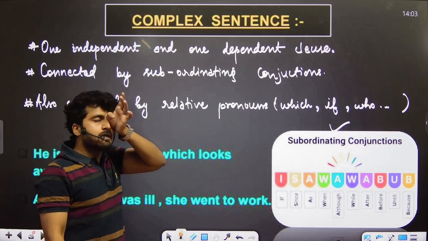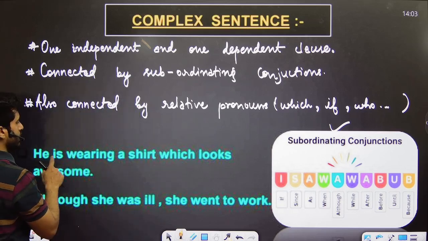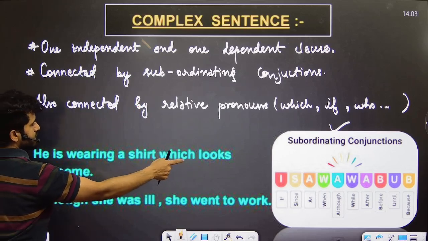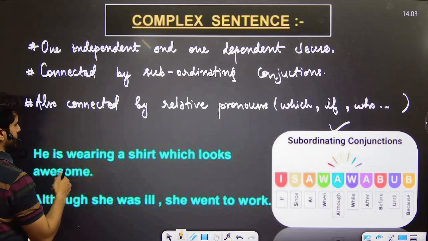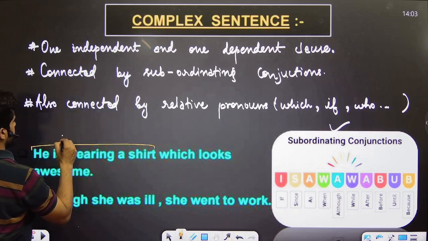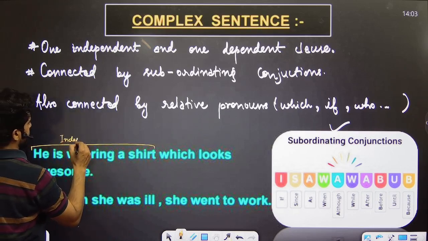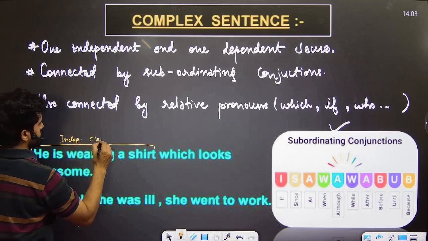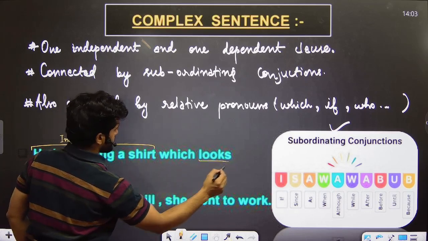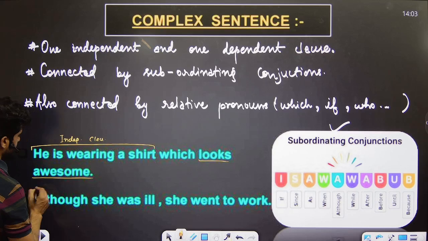That is why here it is being told that this one is your independent, connected by a subordinating conjunction, and looks awesome, that is dependent. Main clause or independent clause, subordinating conjunction, and then you have your dependent clause.